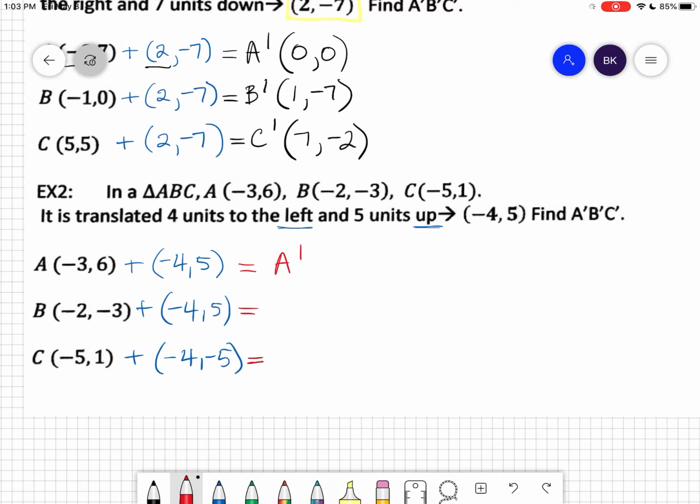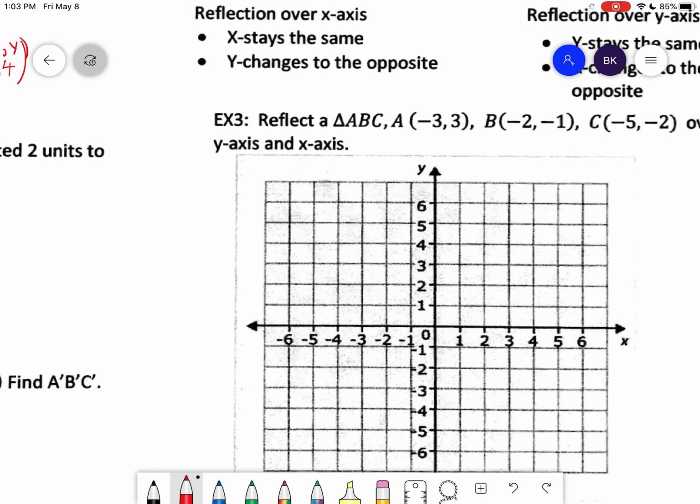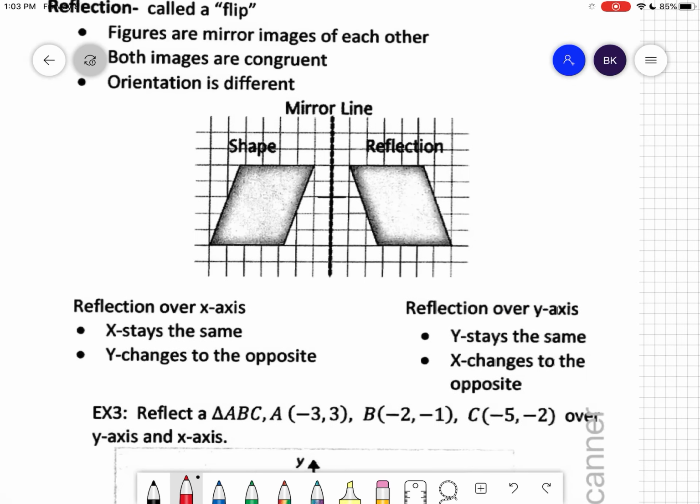So A prime will be -3 plus -4 is -7, and then this would be 11. B prime will be -6, 2, and C prime will be -9, 6. Okay, so I'm hoping that this is fairly clear. And let's move on to our next part of this lesson.